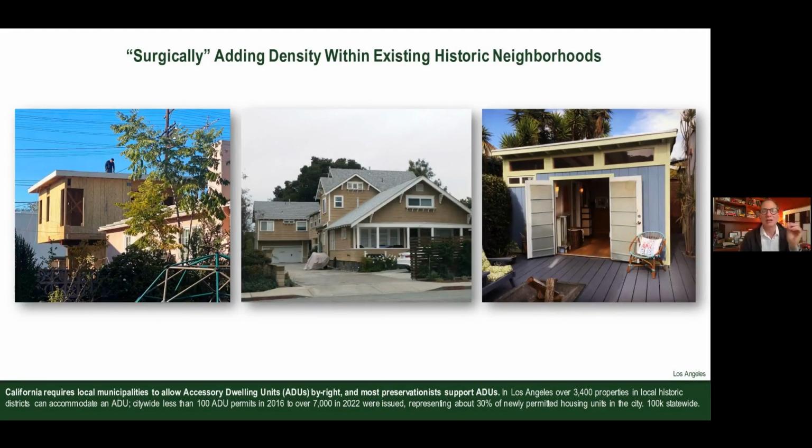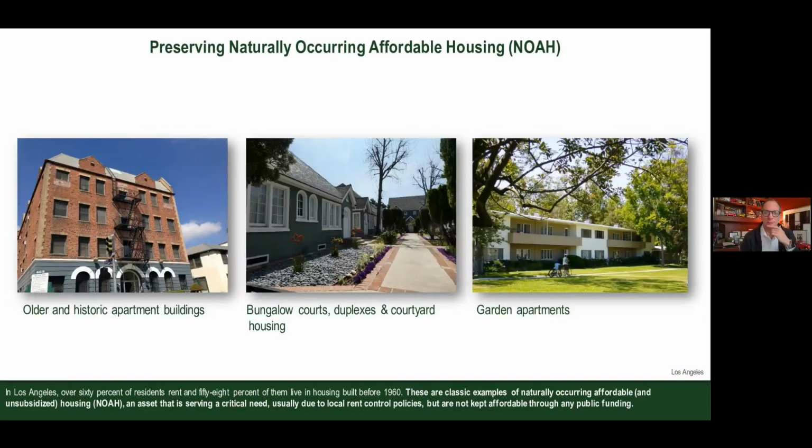And certainly it's the idea of how we can be more surgical and thoughtful in how we add density, and the whole idea of accessory dwelling units, or ADUs. It's by right in California, and we're increasingly offering more of these, and you're seeing increased production across the state. There is the question of how many of these are actually being used for affordable housing. So there is a limitation in that particular issue.